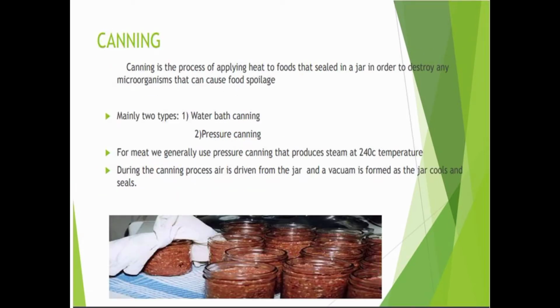Next, we have canning. Canning is the process of applying heat to foods that are sealed in a jar in order to destroy any microorganisms that can cause food spoilage. There are mainly two types: water bath canning and pressure canning. For meat, we generally use pressure canning, which produces steam at 240 degrees Celsius. During the canning process, air is driven from the jar and a vacuum is formed as the jar cools and seals.